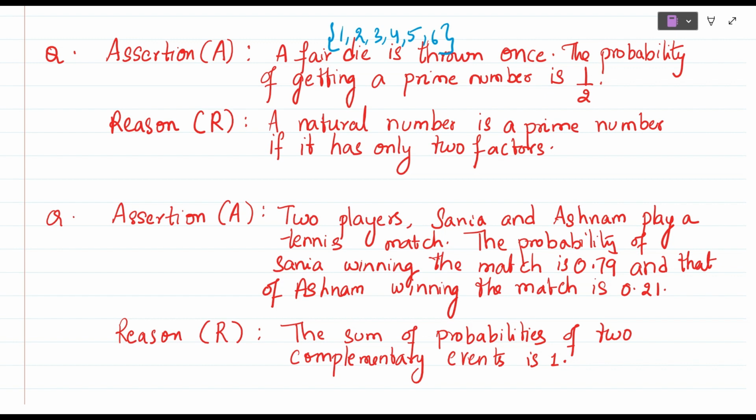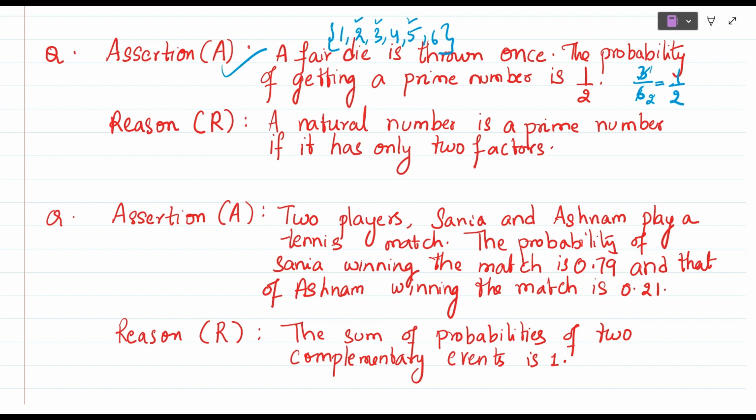Clear? So getting a prime number, how many prime numbers are there? 2, 3 and 5. Total 3 prime numbers are there. So the number of outcomes is 3 and the total number of outcomes is 6. So 3 by 6, if you convert this into simplest form, you will get 1 by 2. Yes, this assertion A is true. Right. Let us see the reason.